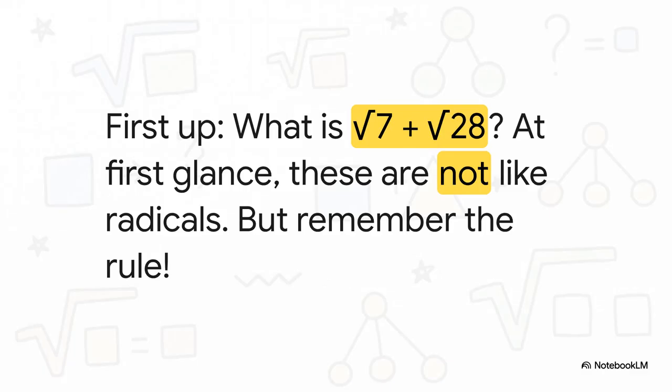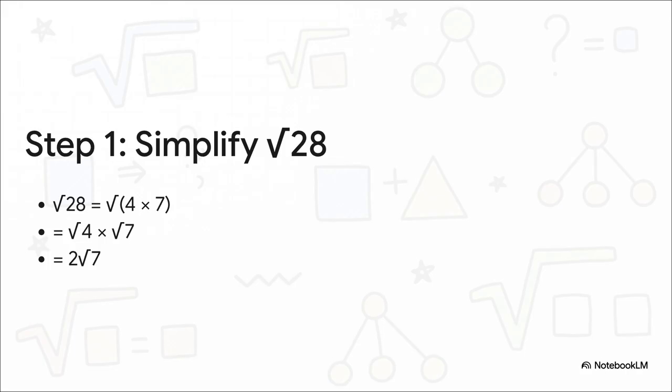Okay, first one up, the square root of 7 plus the square root of 28. Now right away you're thinking, wait, these aren't like radicals. One's a 7, one's a 28, and you're right. But what's our golden rule? We have to simplify first. So let's just zoom in on that square root of 28. We need to find a perfect square that's a factor. And yeah, 4 works. 28 is just 4 times 7, so we can break that apart. The square root of 4 is a nice clean 2. We pull that out front, and the 7 gets left behind inside the root. Boom! The square root of 28 is just a cleaner way of saying 2 times the square root of 7.